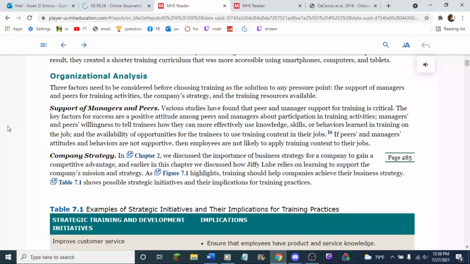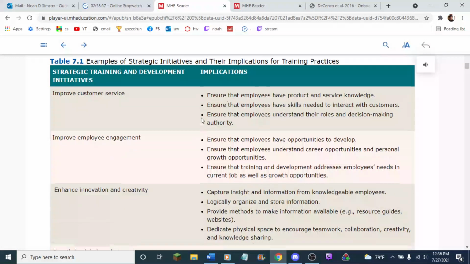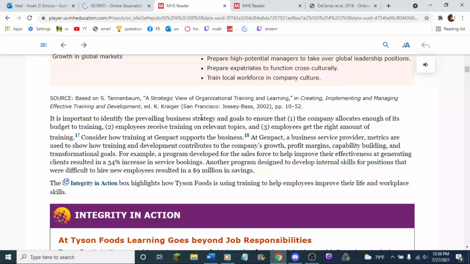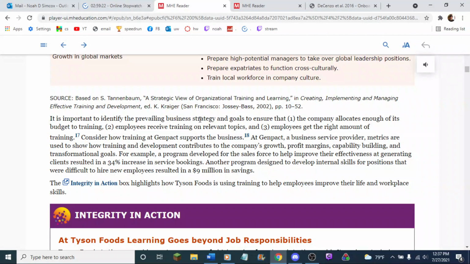Company strategy. In Chapter 2, we discussed the importance of business strategy for a company to gain a competitive advantage. And earlier in this chapter, we discussed how Jiffy Lube relies on learning to support the company's mission and strategy, as training should help companies achieve their business strategy. It shows possible strategic initiatives and their implications for training. It is important to identify the prevailing business strategy and goals to ensure that the company allocates enough of its budget to training.